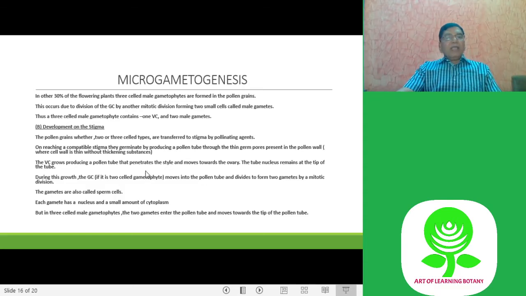So this is called microgametes. So what is microgametogenesis? The formation of microgametes and development of the microgametophyte, or the male gametophyte. Sorry, the total is called microgametogenesis: development of the male gametophyte and formation of microgametes.